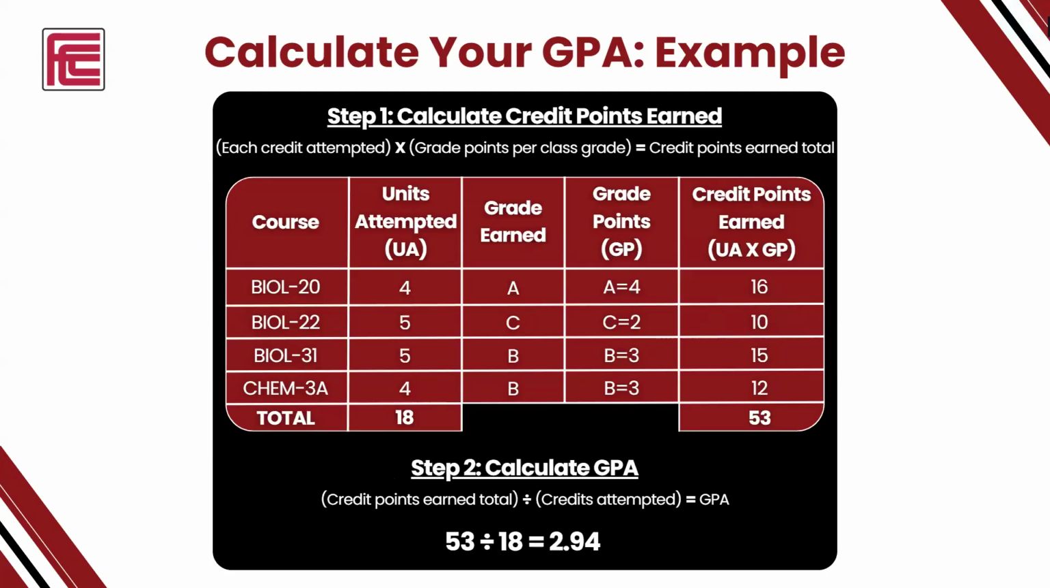GPA calculation example. Here's an example of how to calculate your GPA. Suppose you earned an A in anatomy, a C in physiology, and B grades in both microbiology and chemistry. You would multiply the grade points by the units for each course, add the totals, and then divide by the total number of units attempted. In this example, the student's GPA calculates to approximately 2.94. This method applies to both science and non-science prerequisites.